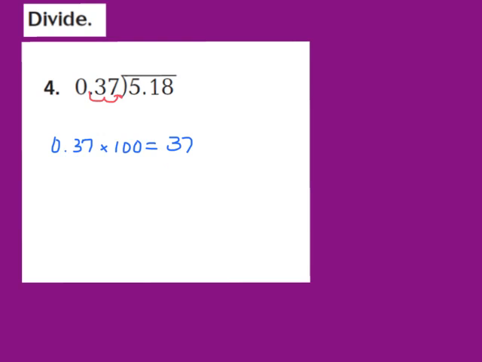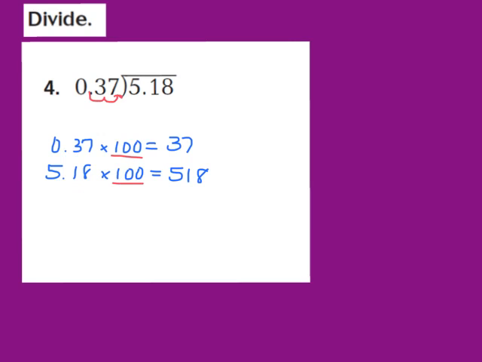Now remember, whatever we multiply the divisor by, we also have to multiply the dividend by the same power of 10. So I'm now going to take my 5.18 and multiply it also by 100. Once again, all that means is I'm going to be moving that decimal 2 times to the right. So 5.18 now turns into 518. Don't forget, you have to make sure that you're multiplying both the divisor and the dividend by the same power of 10.